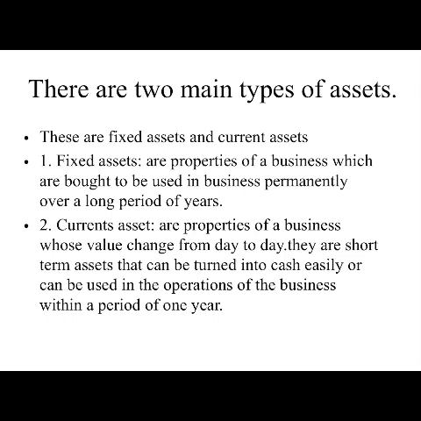Okay, then when we talk about current assets, these are properties of a business whose value changes from day to day. They are short-term assets that can be turned into cash easily or can be used in operation of business within a period of 1 year. Okay, so that's the difference. Fixed asset for a long period of time. We're now talking about current assets for a short period of time, right? So what are the examples of these current assets? We have cash in hand, we can say cash at bank, debtors, and stock.